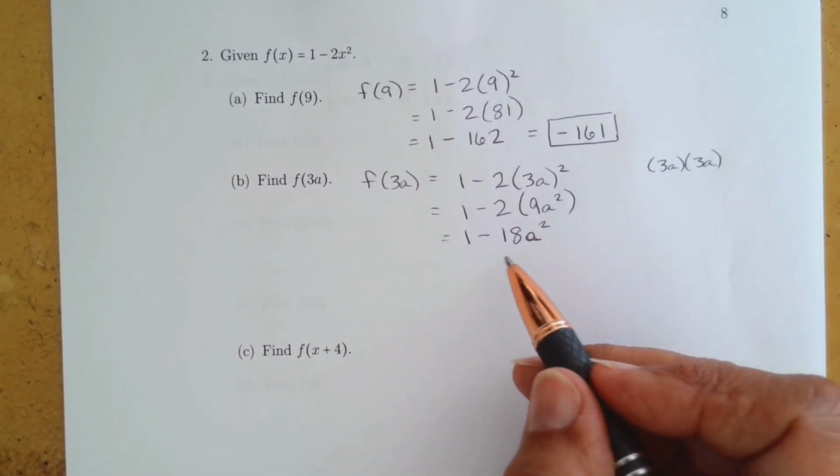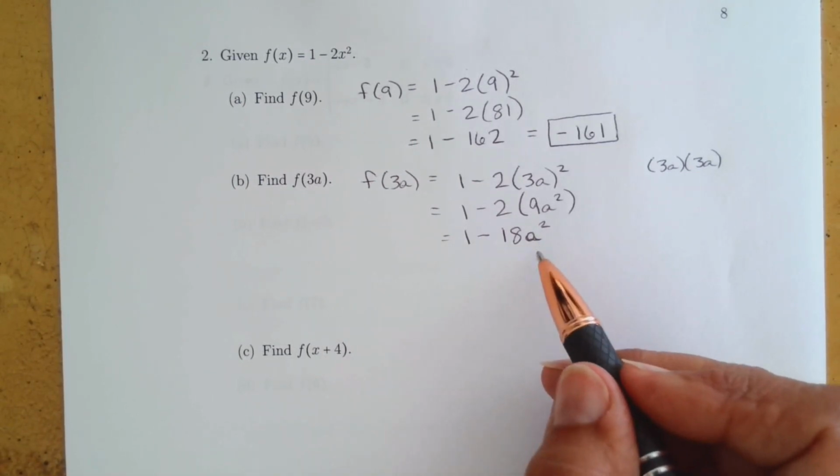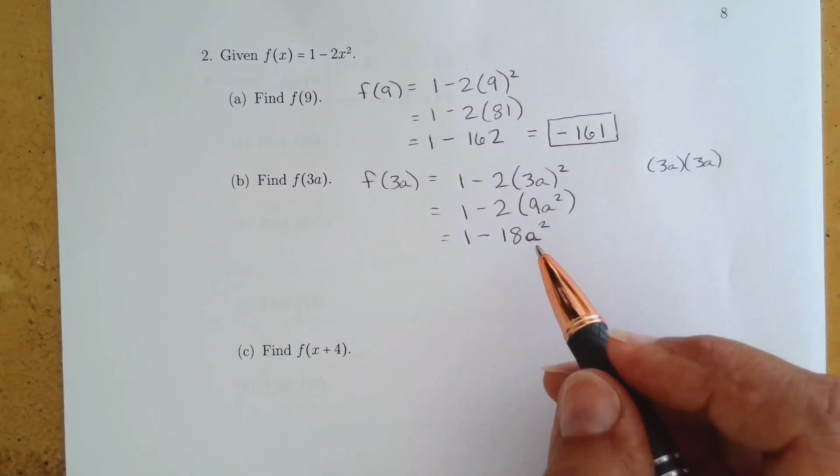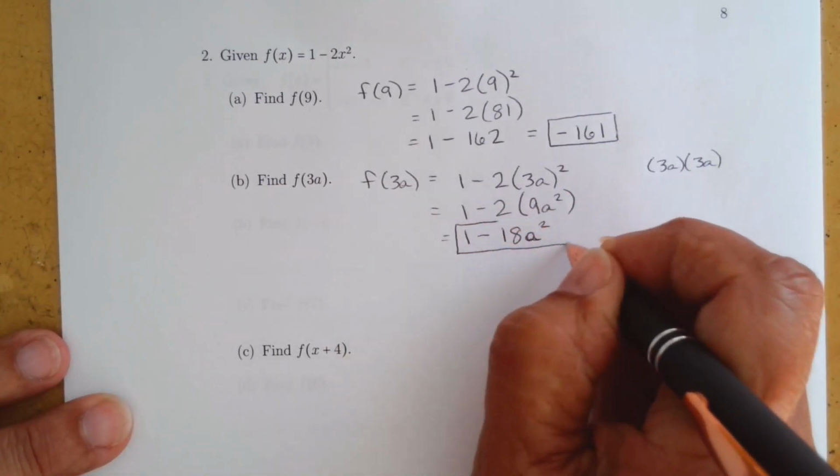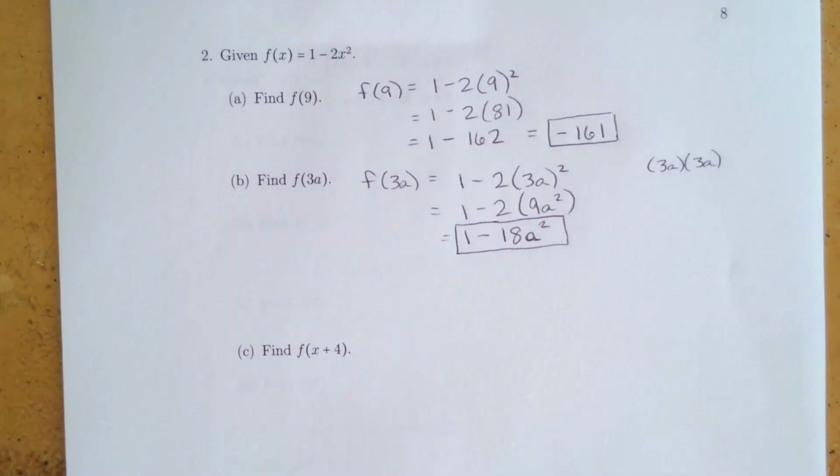And then I'm done, because the only thing I can add or subtract to an a squared term is another a squared term, and I don't have that, I just have 1. So sometimes your answer is an expression with variables in it. Just kind of depends on what you have and what you can do with it.